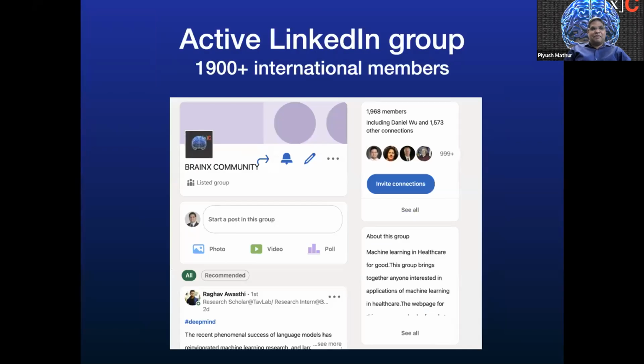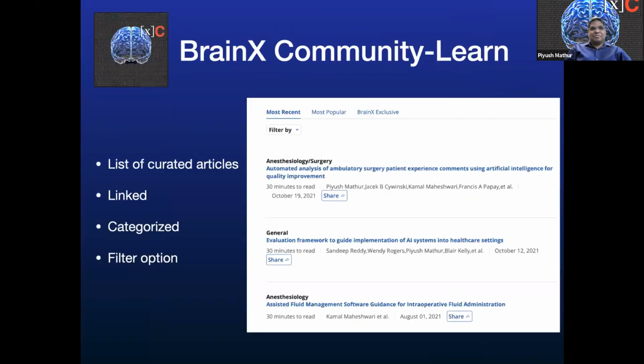As I said, we have a very active LinkedIn group. This is just a snapshot from recent times: 1,900 plus international members with a very diverse background. Physicians, clinicians, I should say. We have various machine learning engineers, data scientists, entrepreneurs, people from a whole host of backgrounds, students who are trying to learn and trying to understand how AI can impact healthcare, and they can learn more about it.